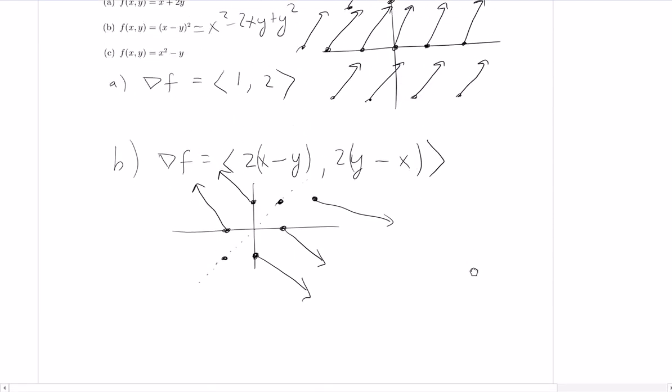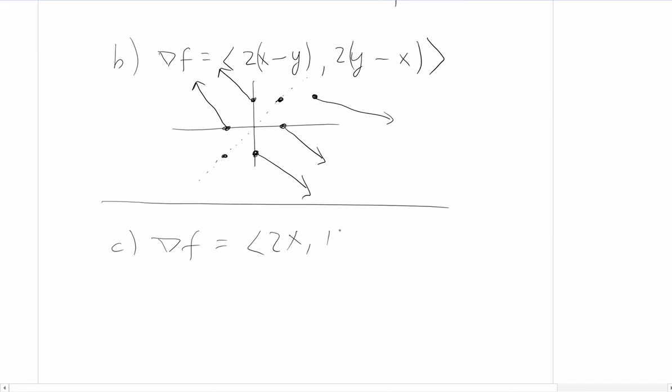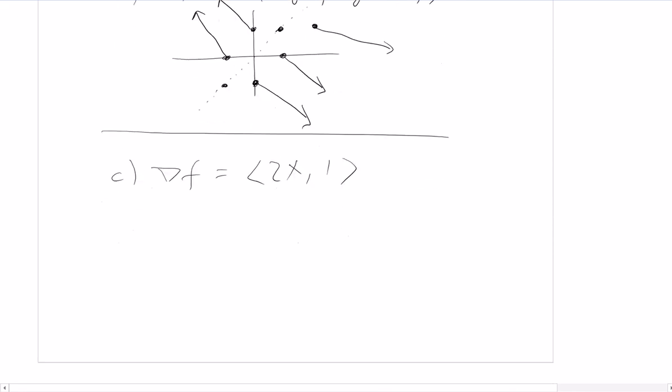Okay, finally let's look at part C, x squared minus y. The gradient here is 2x comma 1. So here the y component is constant, but the x component is not. That means that every vector we draw will have y component 1. All the arrows will be pointing up. But the amount of x direction that the arrows point will vary. So for example, along the y-axis, when x is 0, all of the arrows will just be 0, 1. They'll all just point straight up.